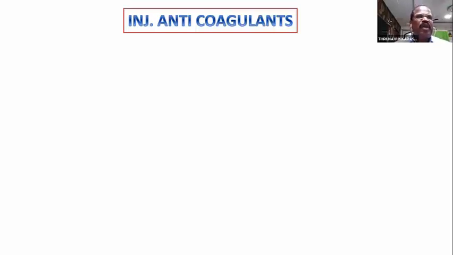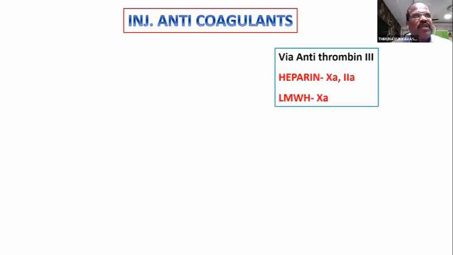Here, most probably, we go for an injectable drug because an oral drug like warfarin takes 3 to 4 days for the full benefit to occur. Here, I want rapid action, so we go for parenteral anticoagulants. The most important one is heparin. One more is LMWH, the so-called low molecular weight heparin. Both heparin and low molecular weight heparin act via antithrombin 3. By activating antithrombin 3, heparin mainly inhibits factor 10A and 2A, whereas LMWH also acts via antithrombin 3, but mainly inhibits factor 10A.